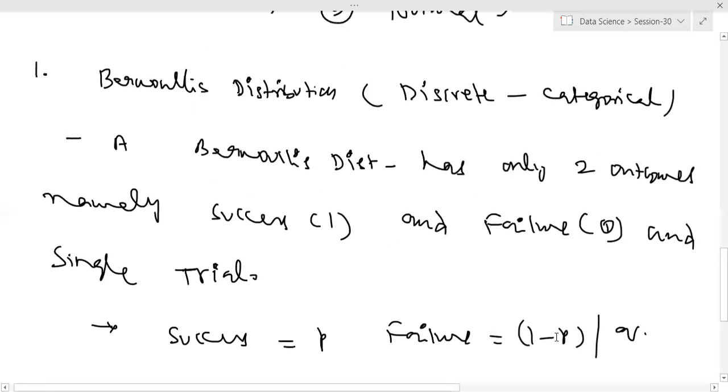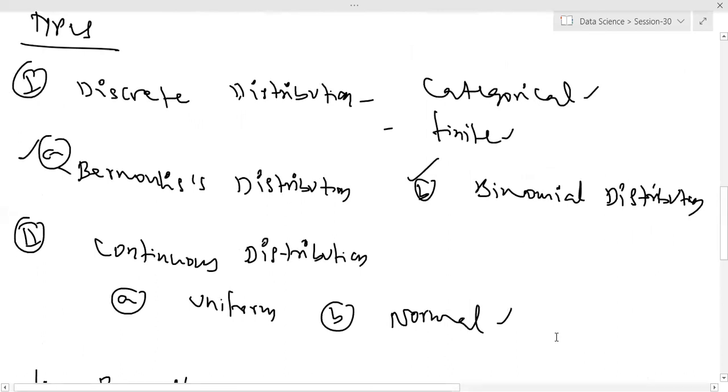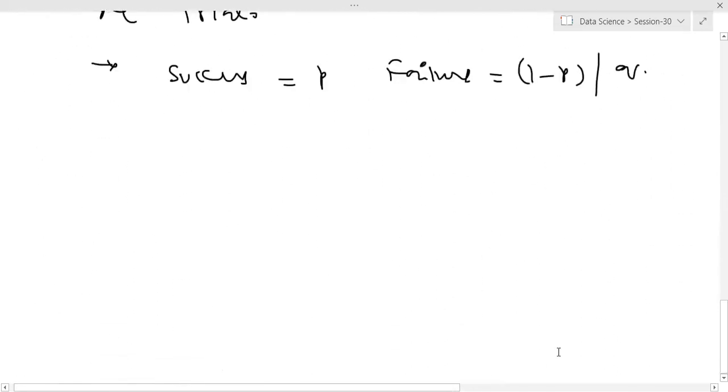Now, as I am talking about the Bernoulli, and that too a discrete distribution, what kind of probability function am I having? Whether a probability mass function or a probability density function? It's a mass function. Mass function. Why?